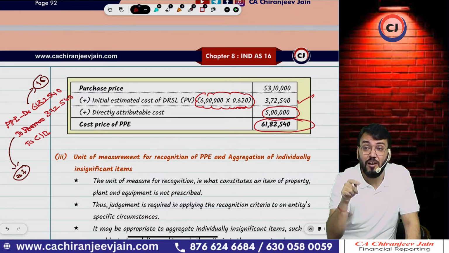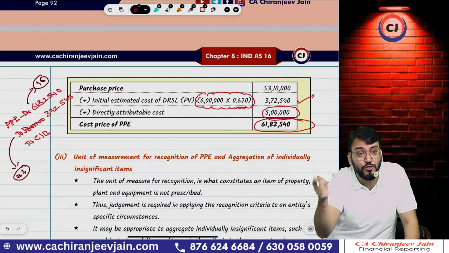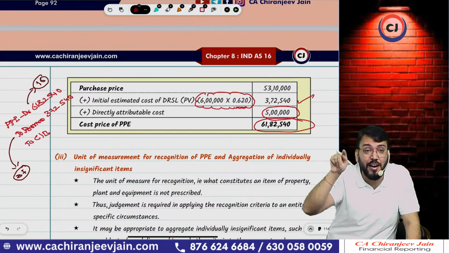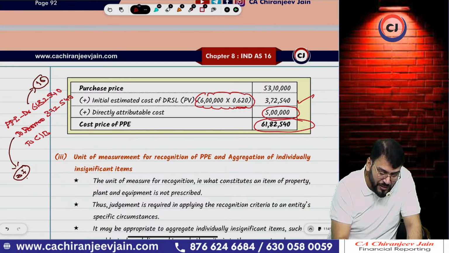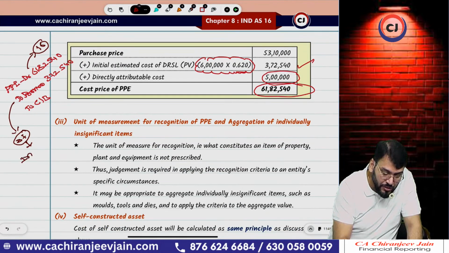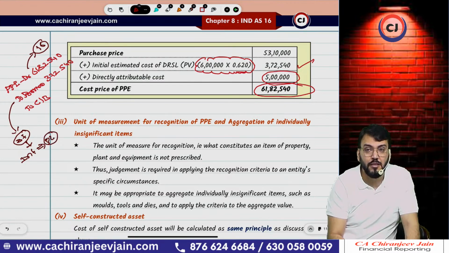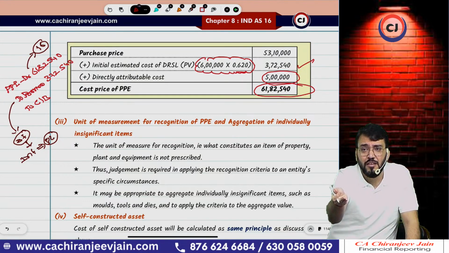Ind AS 37 is unwinding of provisional amount. We need to make present value equal to future value. So every year we'll add interest. Interest will be capitalized or charged to PL? So write down somewhere. We need to calculate interest now. Interest on provisional amount, and that will be transferred to PL. Interest you can calculate now. Calculation you can do, but don't capitalize it.